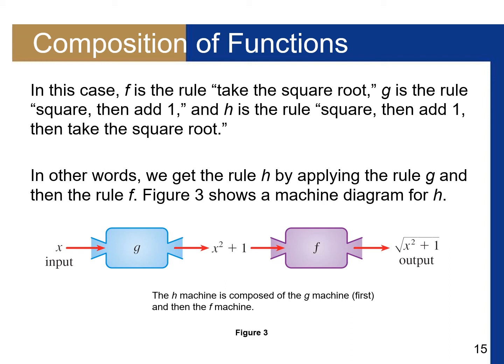And they use the symbolism of putting it into a machine again. You're going to put x into the machine of g. You get x squared plus 1. And now you're going to put that function itself into f. And then you get your output. So here's another way. Some of you might like this visual interpretation better.